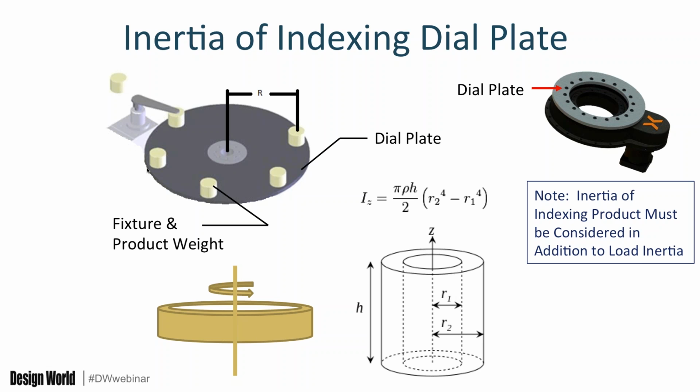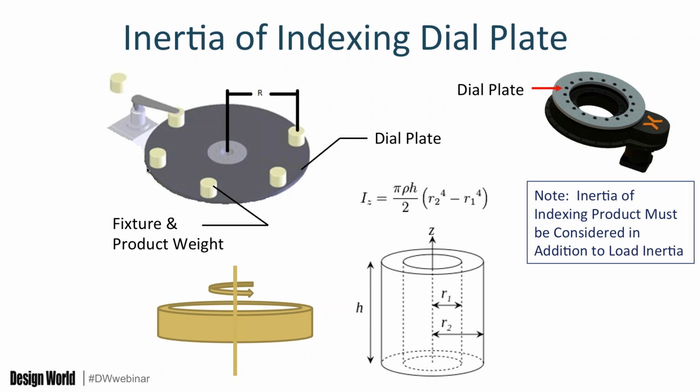If you're looking at the moment of inertia, there are basically 2 things in most dowel plate indexing applications. There's the dowel plate itself that needs to be calculated. There is the fixture and product weight at each of the stations that needs to be calculated. Now, many times in today's world, the sophisticated CAD systems used for solid modeling can calculate the inertia of all the products, and you'll have that value.